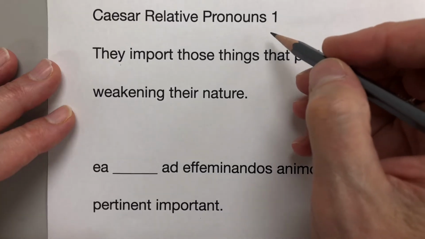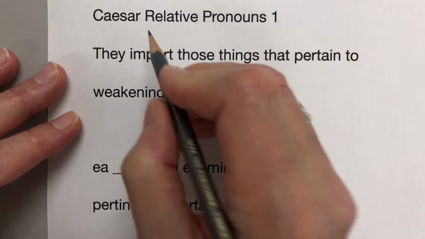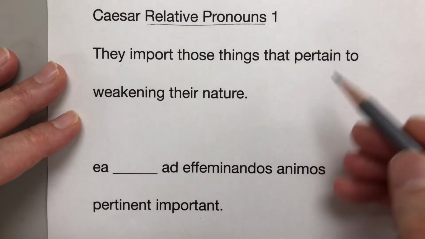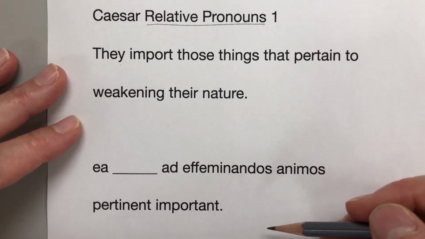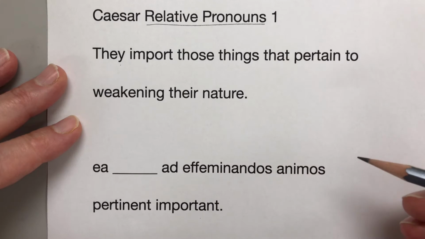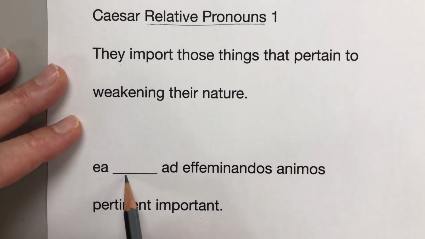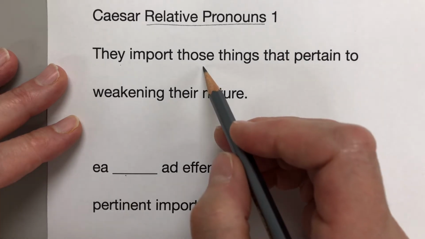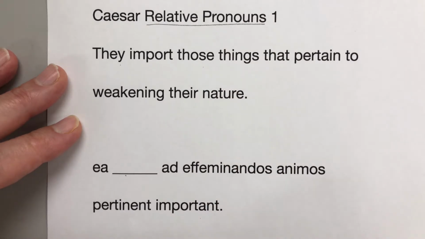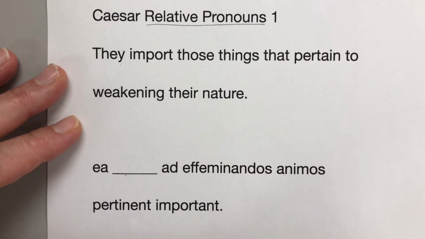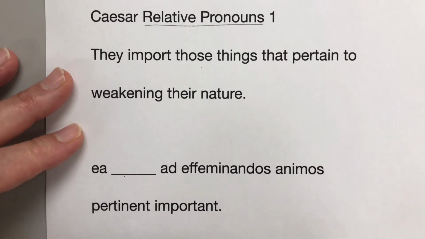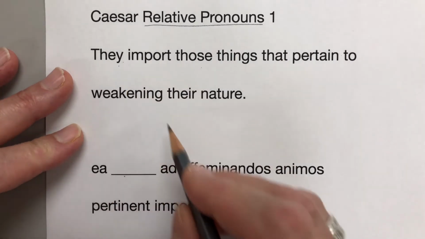Caesar, relative pronouns 1. Now this is titled relative pronouns, but it's really going to teach you all about how the sentence is put together, including the relative pronoun. You can see something's missing here. It's included up here, and you really have to compare all the bits of the sentence to make sure you rule everything out. For example, they import.